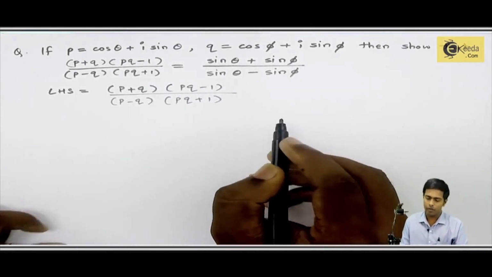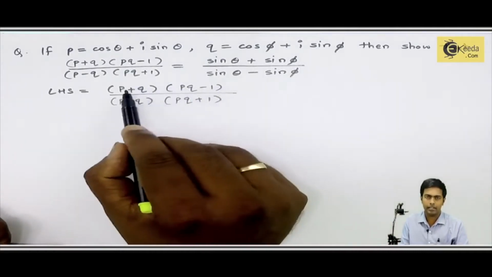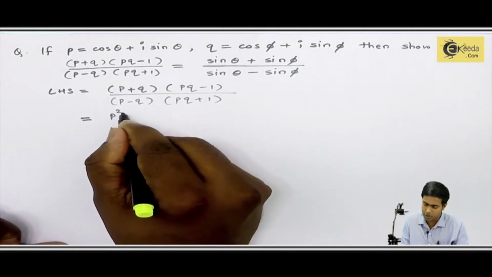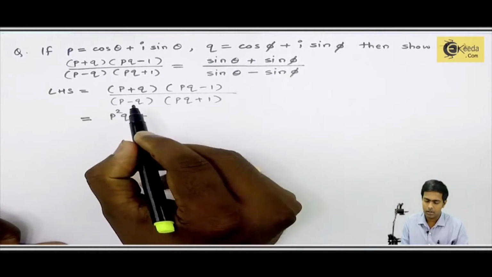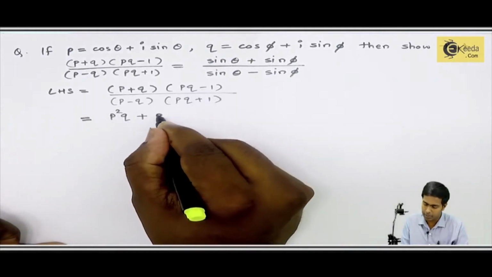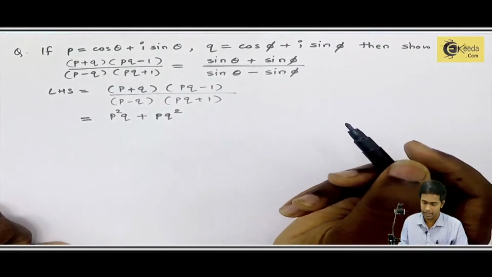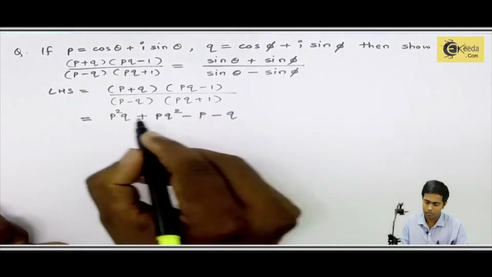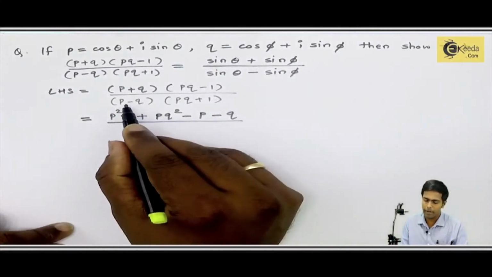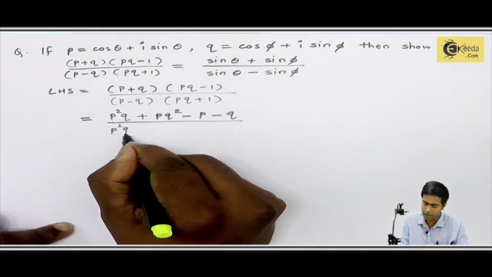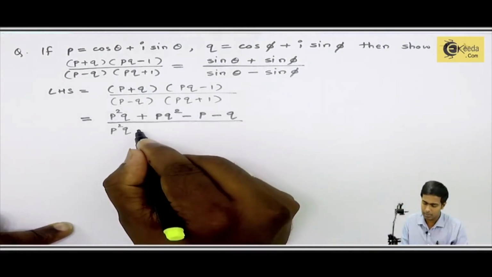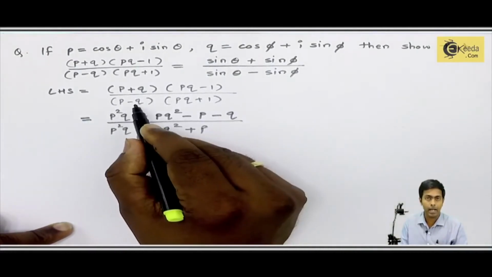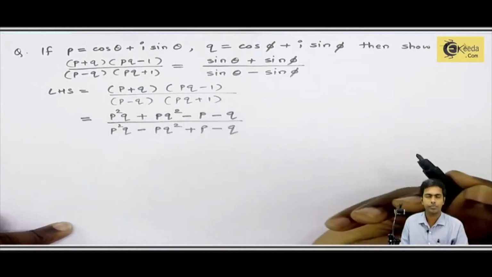Now what we'll do is, we will first multiply both brackets. So we will get P into PQ is P square Q plus Q into PQ is PQ square. Next, P into minus 1 is minus P, Q into minus 1 is minus Q. Upon, similarly, P into this, P square Q, minus Q into this, minus PQ square, P into 1 plus P, and minus Q into 1 is minus Q.